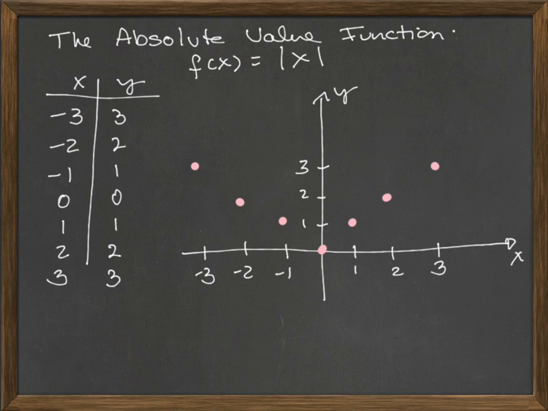So an absolute value is always easy to recognize. Why? We already talked about this. It looks like a V. It has a pointy tip. Every time you see a V, you know it's an absolute value.